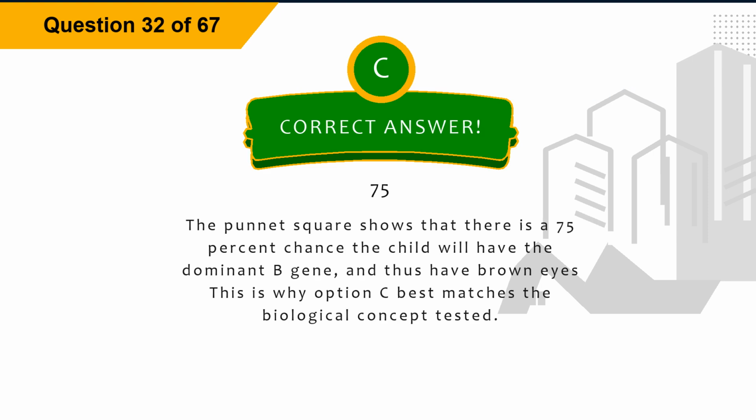The correct answer is option C, 75. Explanation. The Punnett square shows that there is a 75% chance the child will have the dominant B gene, and thus have brown eyes. This is why option C best matches the biological concept tested.